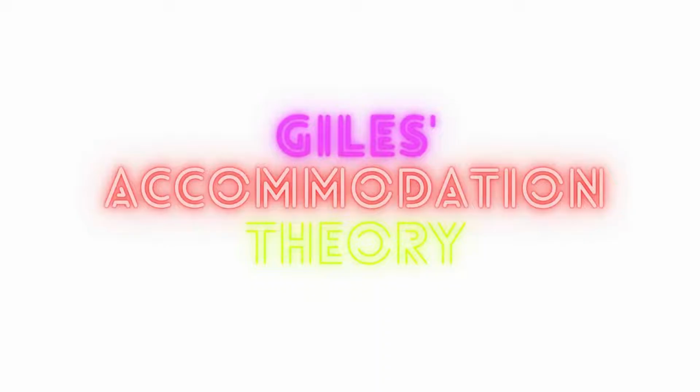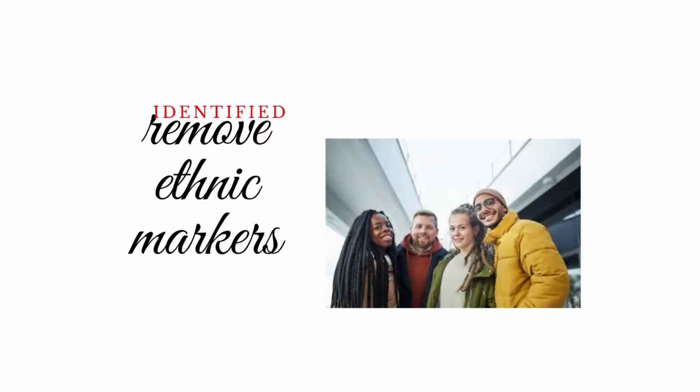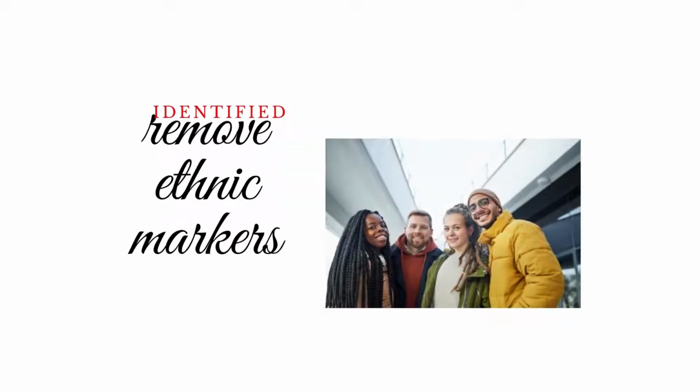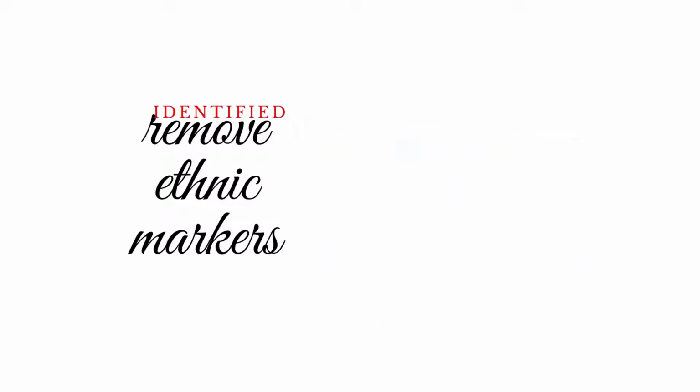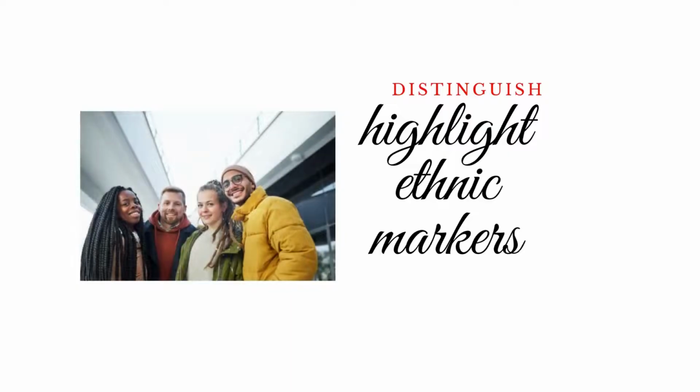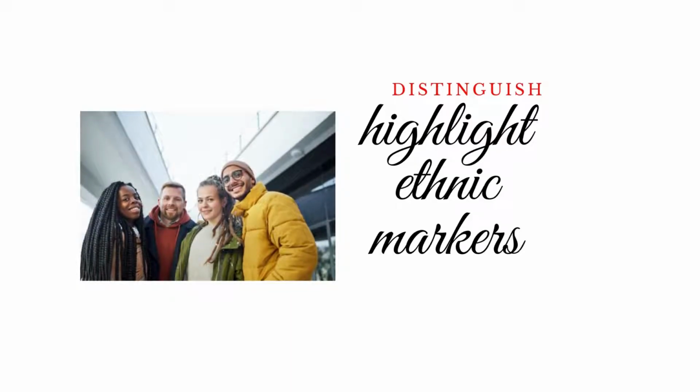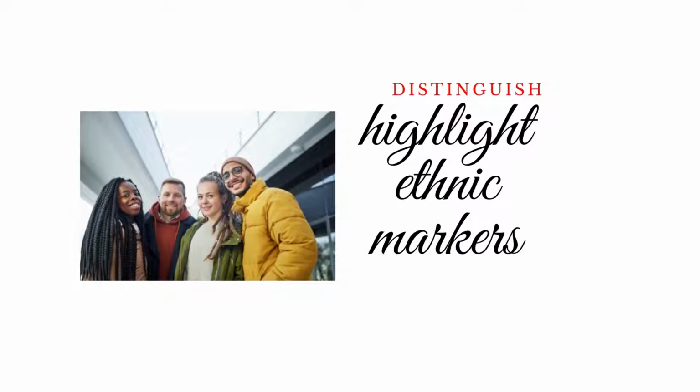According to Giles' theory of accommodation, if a person wishes to be identified with a target ethnic group, that person will try to remove his or her own ethnic markers when trying to speak the target language. On the other hand, if a person wishes to distinguish oneself from the target ethnic group, that person will highlight his or her ethnic markers when speaking the target language.